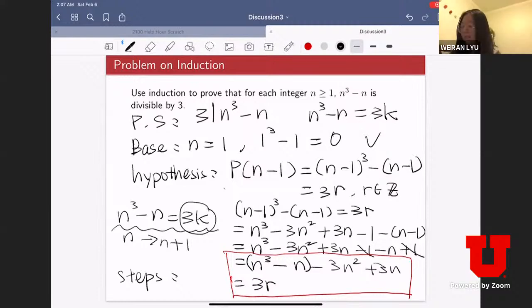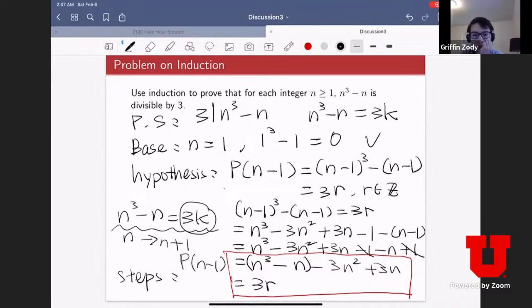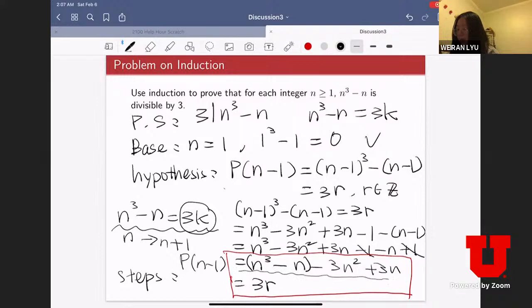Yeah, I see what you mean. But I think actually the left-hand side is the P of n minus 1. Oh, right. Yeah, but it's the same idea. If we know this equation right here is equal to 3r, we can factor this 3 and this 3 out. And the only thing we're missing here is this 3. So the term n squared minus n must be divisible by 3 in order to make this whole equation equal to 3r.